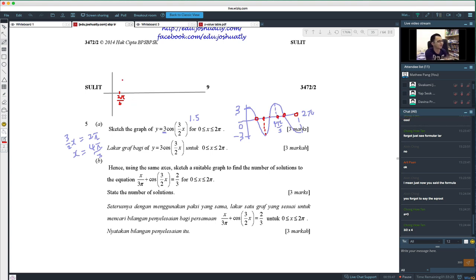Isn't it? 2 pi over 6, 3 pi over 6, 4 pi, 0 to pi over 6. Wait, let me calculate. Yeah, divide by 6, right? Yeah, pi over 3. Yeah, pi over 2. Yeah, it should be correct.